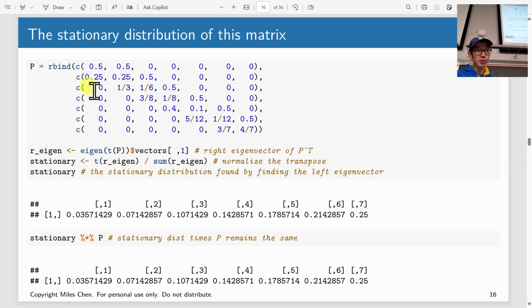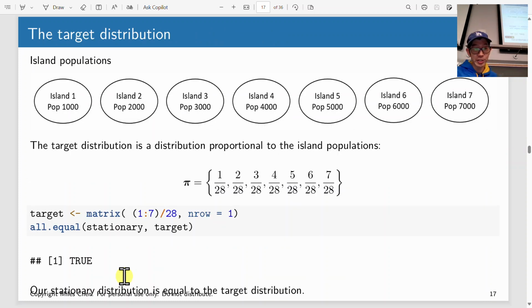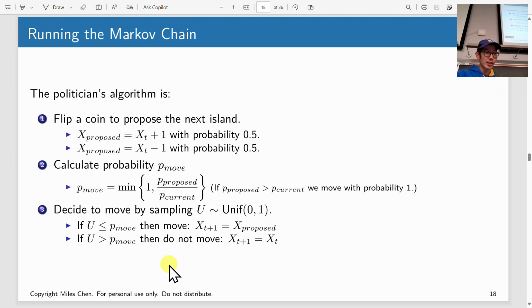Okay, so if we said here's our transition matrix, I get the eigenvector of this transition matrix. We can see stationary times P gives me back the same vector stationary. I can check if it's equal to our target distribution, and it is. So mission accomplished, at least for this example here. Okay, let's try running the Markov chain.